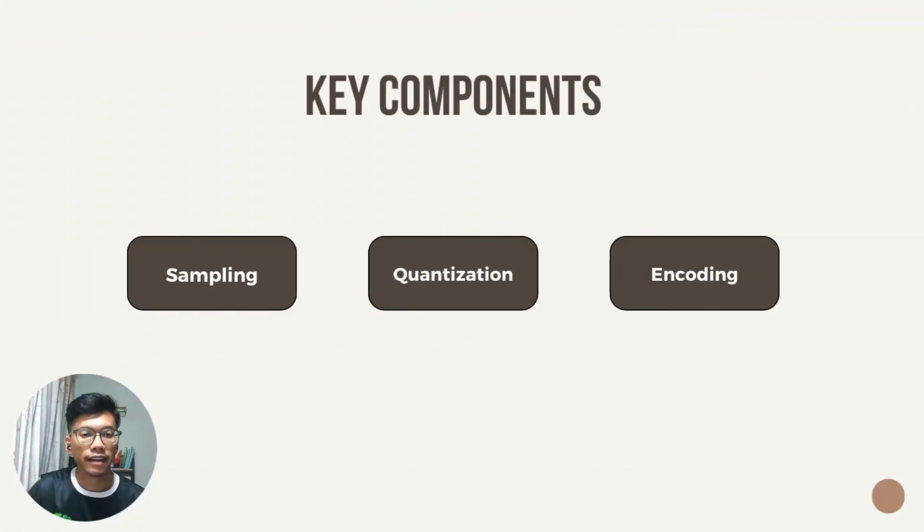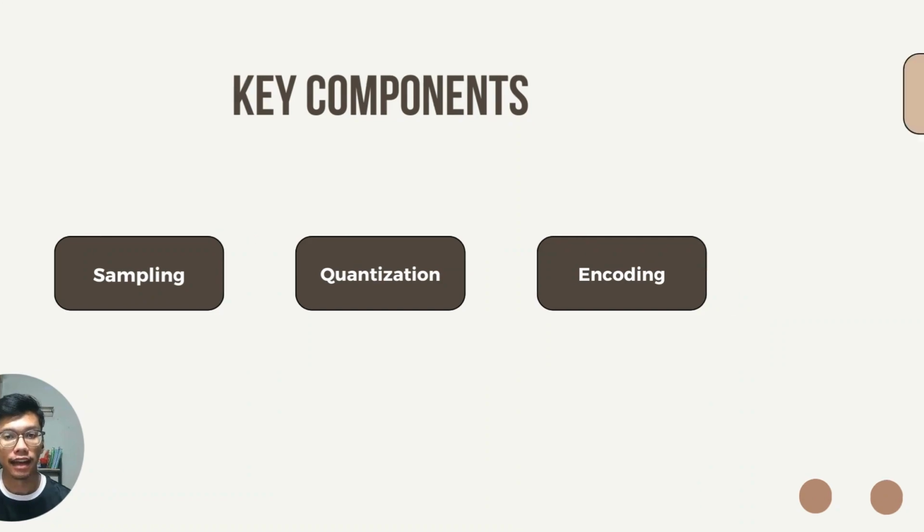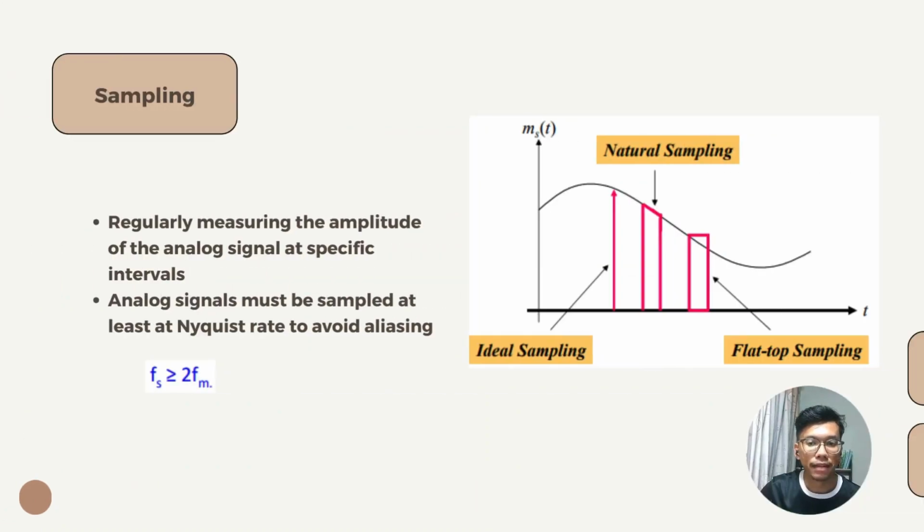There are three key components in pulse code modulation, which are sampling, quantization, and lastly encoding. The first one is sampling. In sampling, we regularly measure the amplitude of the analog signal at specific intervals, and the analog signal must be sampled at least at the Nyquist rate to avoid aliasing.